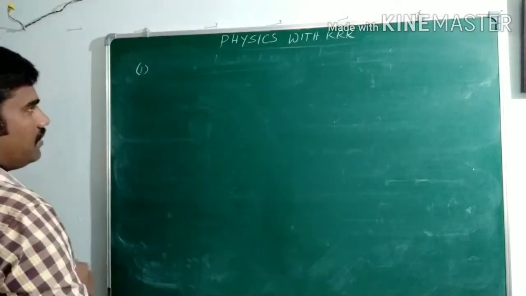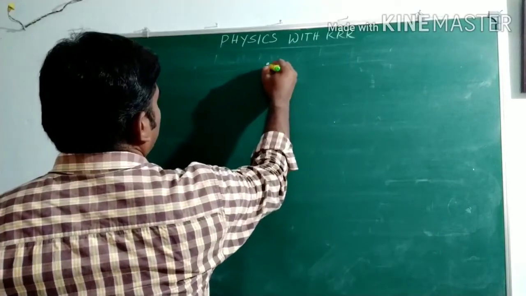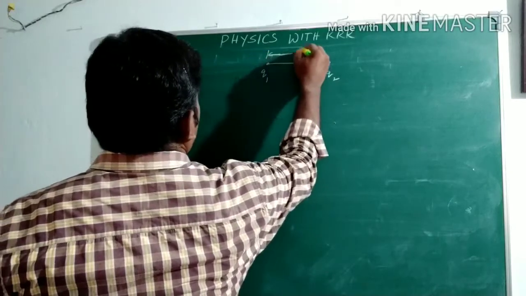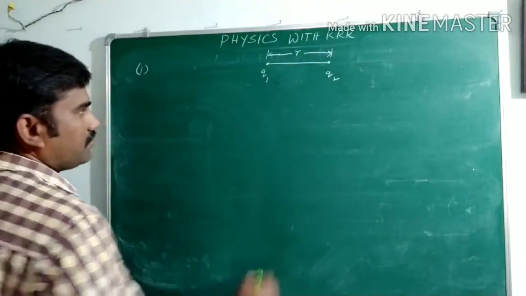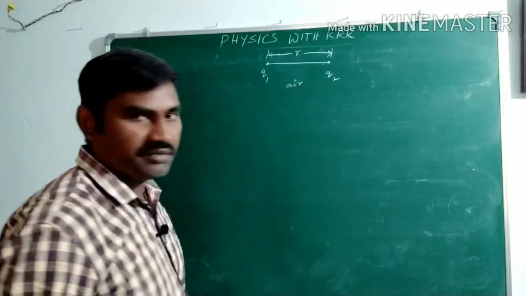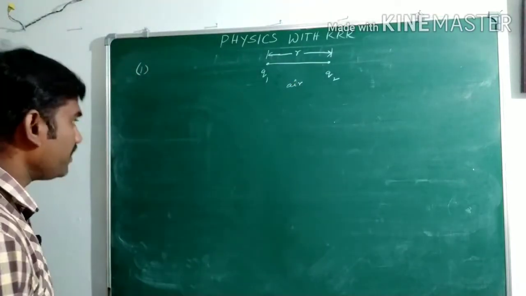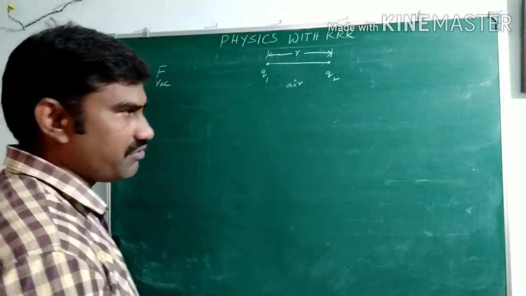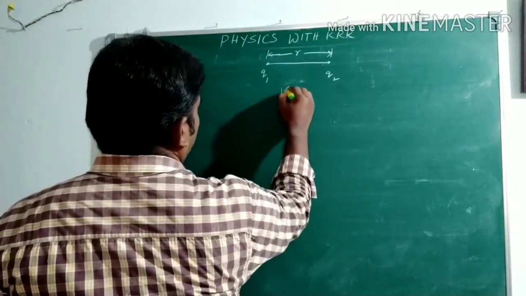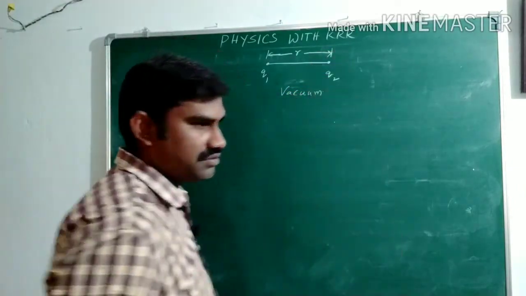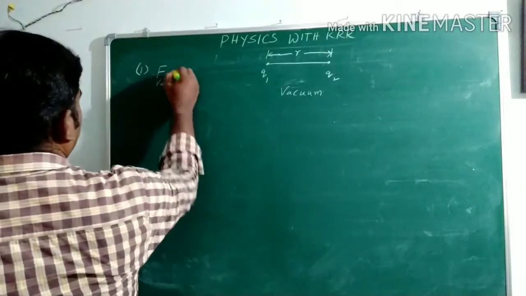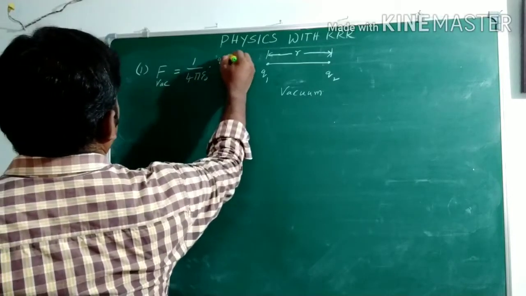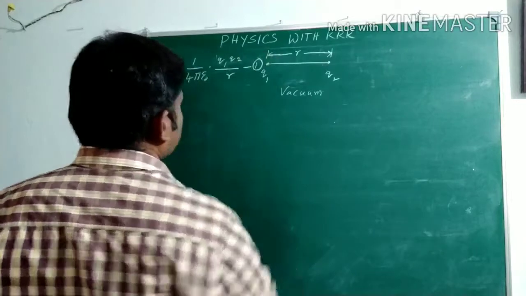Now, if two charges Q1 and Q2, separated by distance r, are placed in air medium, what is the force between the two charges? F vacuum, strictly speaking vacuum. Now we can take this as vacuum, which will be equal to 1 by 4 pi epsilon naught Q1 Q2 by r square. That is equation number 1.